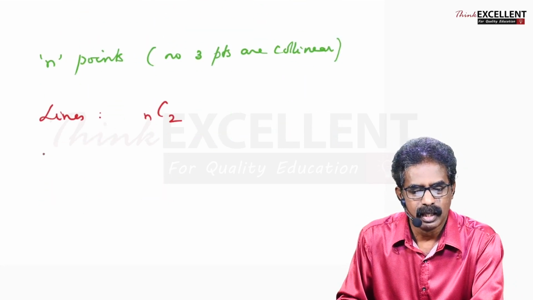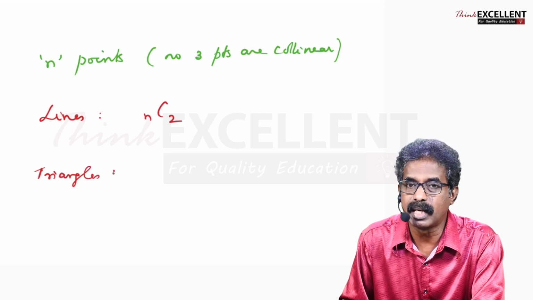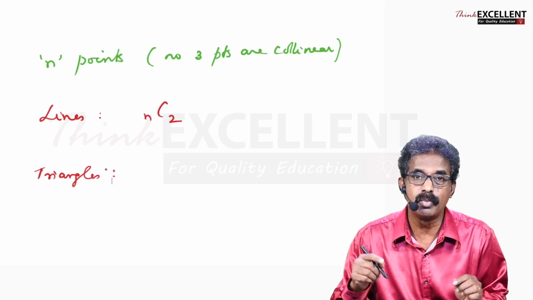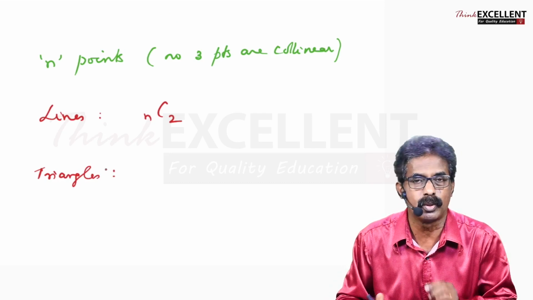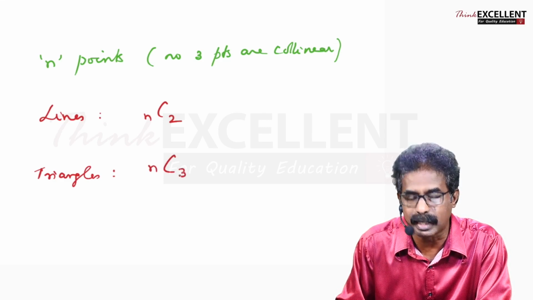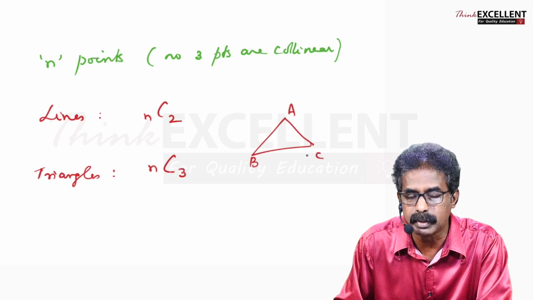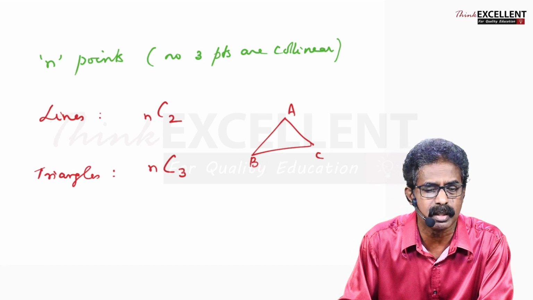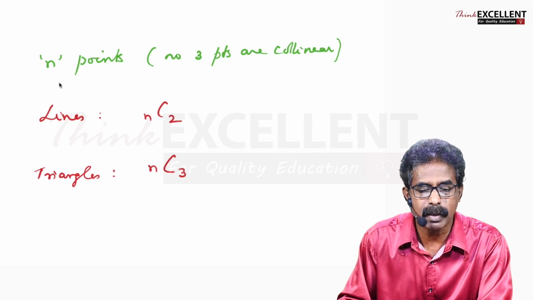Okay. Then how many triangles are there? To draw a triangle, how many points do you have to connect at a time? 3 points, right? If you join 3 points, you'll get a triangle. Totally there are n points, so from those n points, you take 3 points at a time. Here it is selection only. See, you are joining ABC. It is triangle ABC or triangle BCA or triangle CAB. Everything is the same. Order is not important. Just we are selecting, right? That's all.